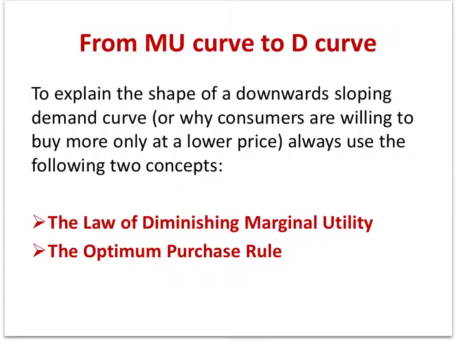So in conclusion, to explain the shape of a downward sloping demand curve, or to answer the question why consumers are willing to buy more only at a lower price, always use the following two concepts. First, the law of diminishing marginal utility, and the second, the optimum purchase rule.